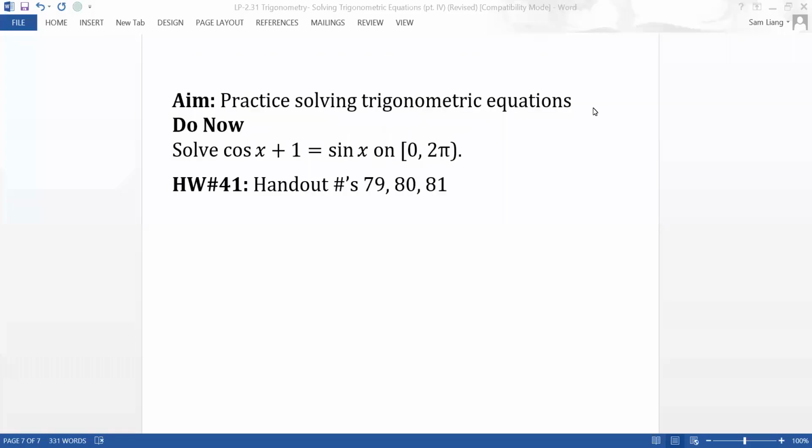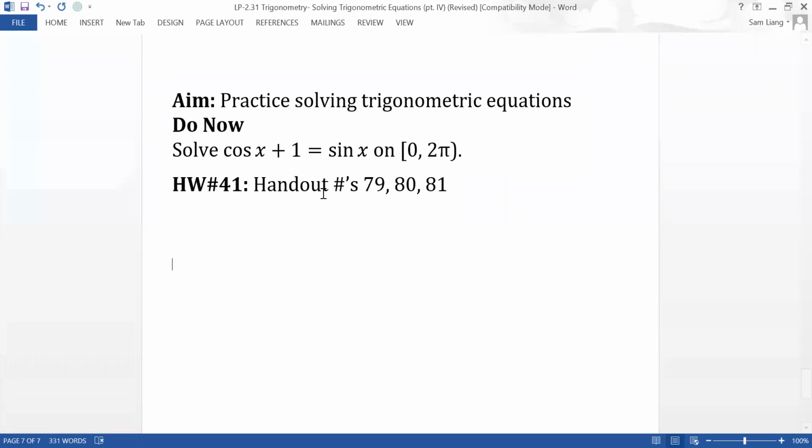This is actually our last trig lesson. Your aim for today is to practice solving trigonometric equations. We're going to go through a series of questions that we've seen before, either on the classwork or the homework. The do now is, I think, from the first or second lesson in this trig equation unit. Just try solving that, and then we'll reconvene in a couple minutes.